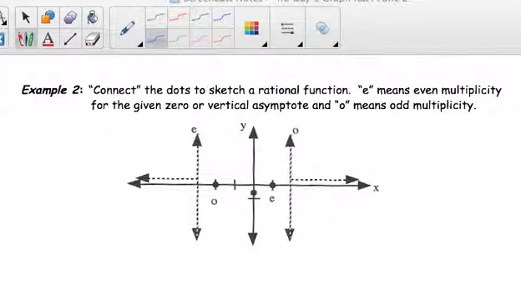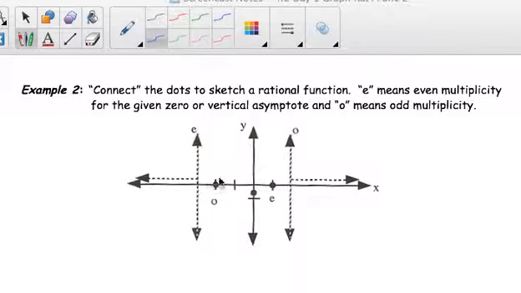In example 2 of notes 4.2 day 1, we're asked to sketch a rational function. We don't have to do the analysis, but we are given the skeleton. And by that, I mean we have the vertical asymptotes and their multiplicities, the x-intercepts and their multiplicities, either even or odd, and the y-intercept. We also have a horizontal asymptote shown.